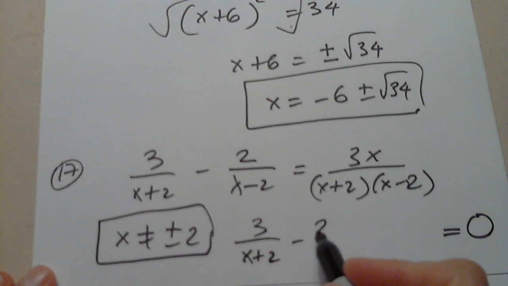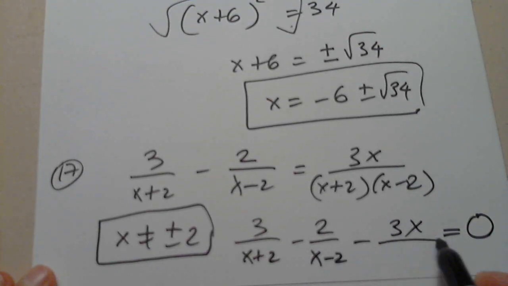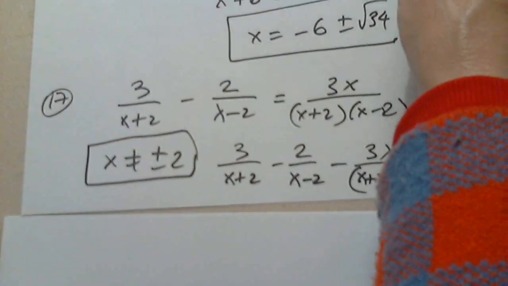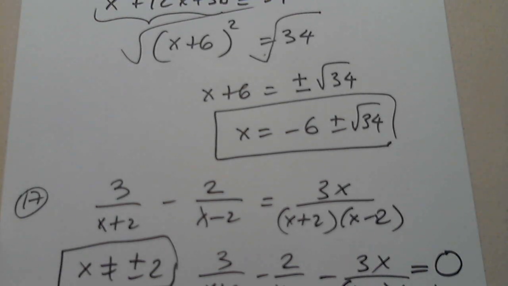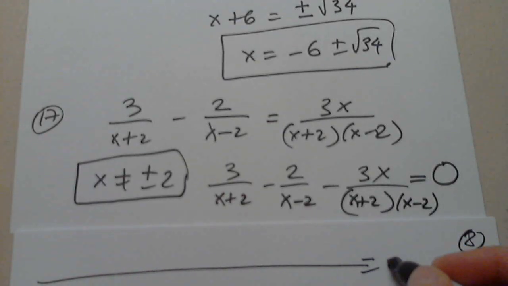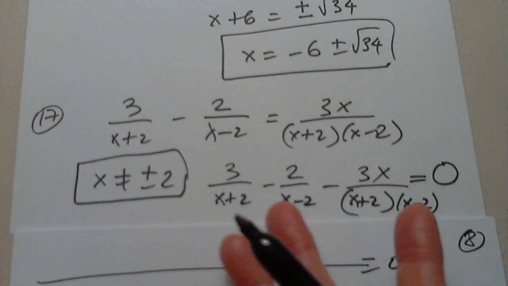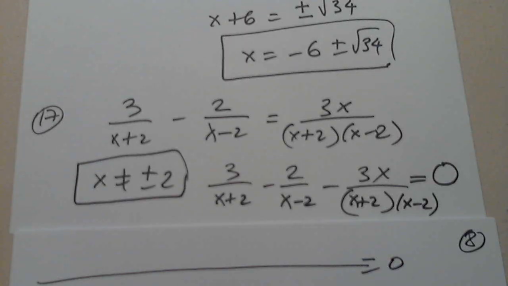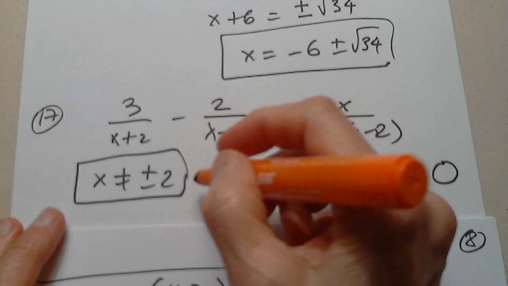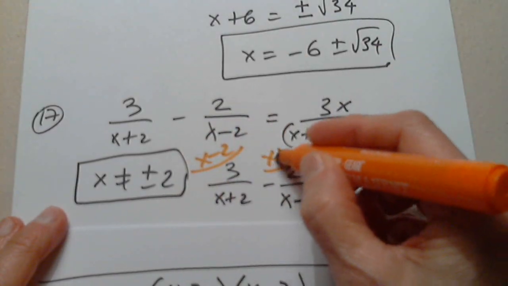3 over x plus 2 minus 2 over x minus 2 minus 3x over x plus 2, x minus 2. I have to find the least common denominator. Without the least common denominator, I cannot continue. The least common denominator. Look what I do. A long fraction line, the equal symbol, and 0, because if I forget this, I'm changing it into an expression and I'll never solve. Long fraction line, equal symbol, 0. The least common denominator is x plus 2, x minus 2, which means this one here at the top needs an x minus 2, and this one an x plus 2.